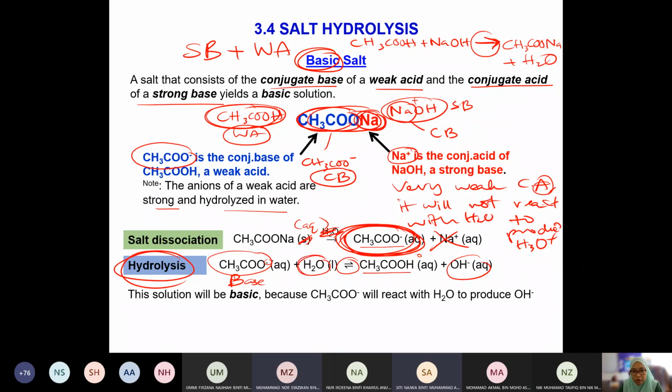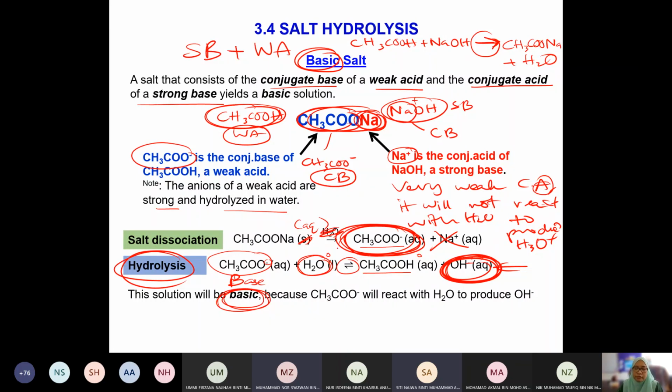H2O, on the other hand, initially has 0 charge. Since it donates its proton, it is the acid in this case. It donates one of its protons to CH3COO minus, becoming OH minus. Now it lacks a proton, so it becomes more negative. That's why you have OH minus there. The charge is -1. So you circle this one, this proves that the salt is basic. That will be your answer.